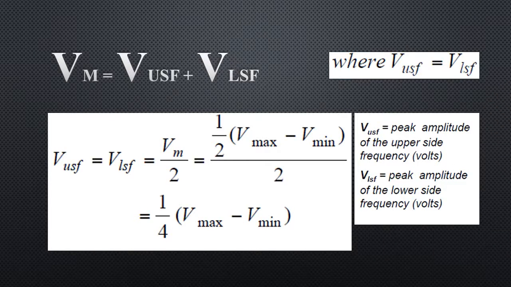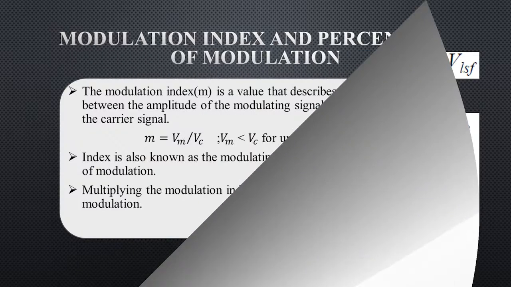The peak change of the modulated output wave, Vm, is actually the sum of the VUSF and VLSF voltages, where VUSF is the peak amplitude of the upper side frequency in volts, while VLSF is the peak amplitude of the lower side frequency in volts. The expression of the formula is as shown.